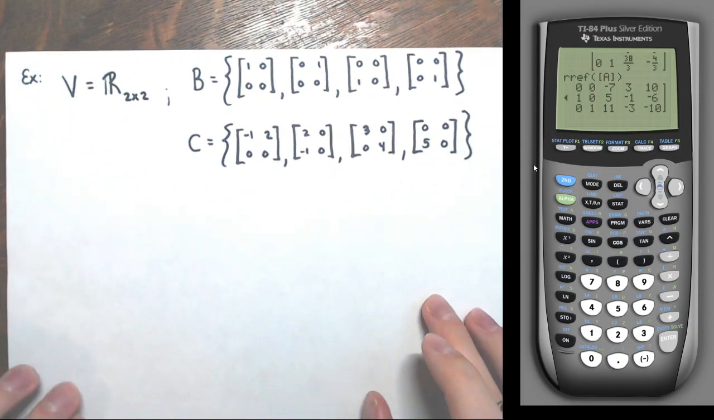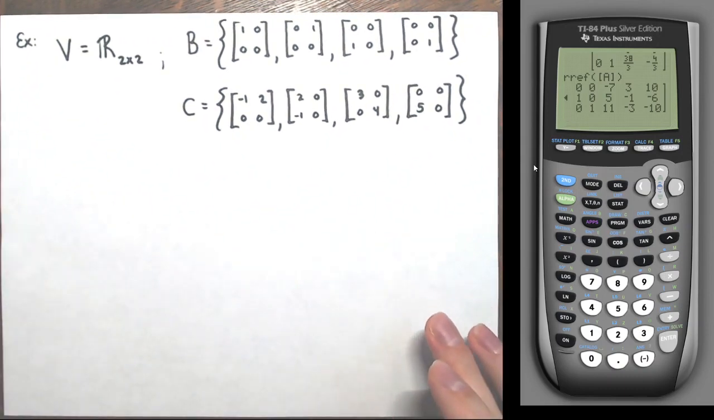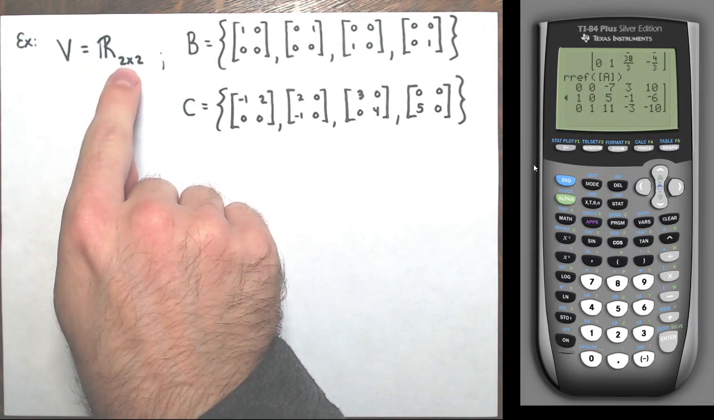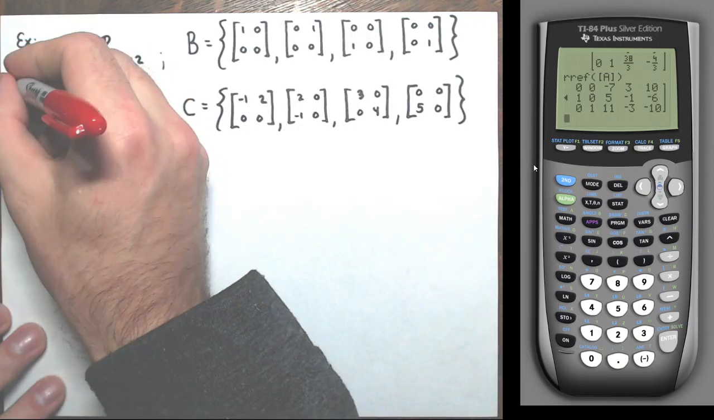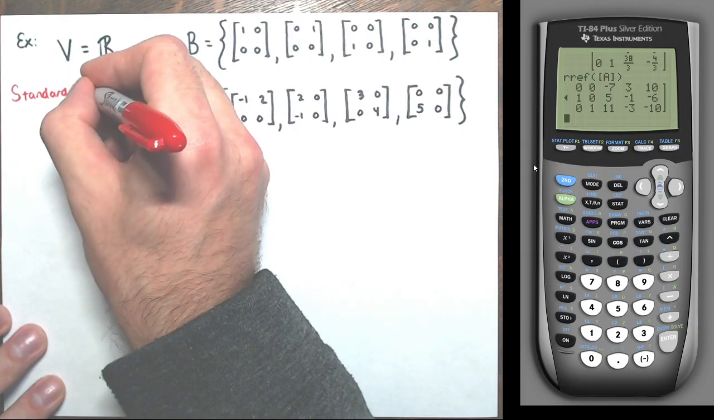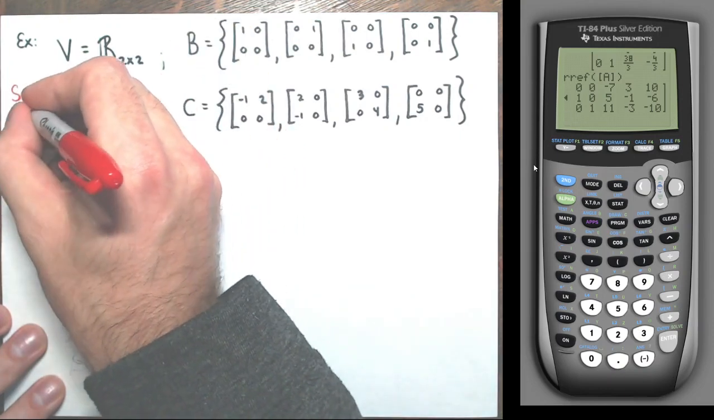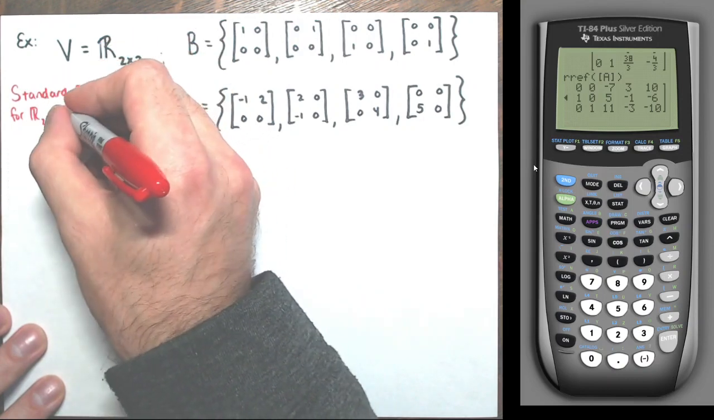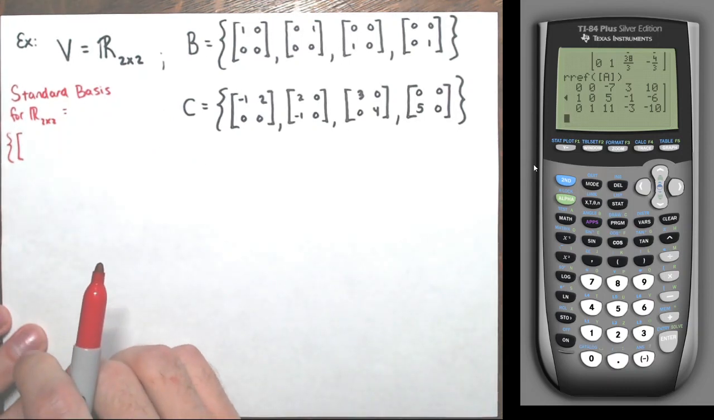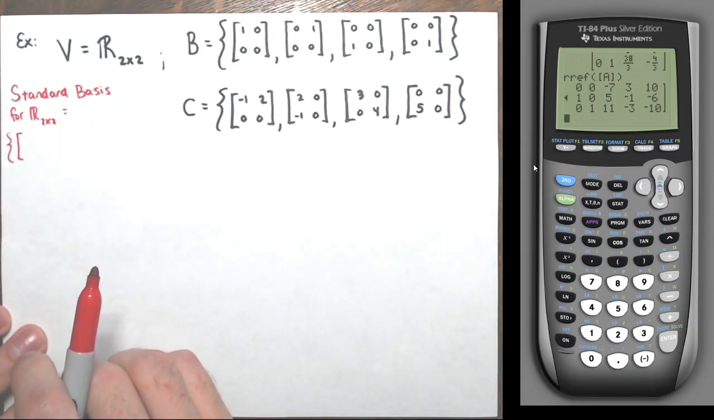Now, when you're in a different vector space, I highly recommend you find out the standard basis for that vector space, if you don't know already, but hopefully you know it. So here I'm in the vector space of 2 by 2 matrices. All right, the standard basis for R 2 by 2. The only reason I'm writing this is because it's going to come in handy. Remember, it's the set of all the 2 by 2 matrices where there's exactly one entry that's 1 and all the other entries are 0.